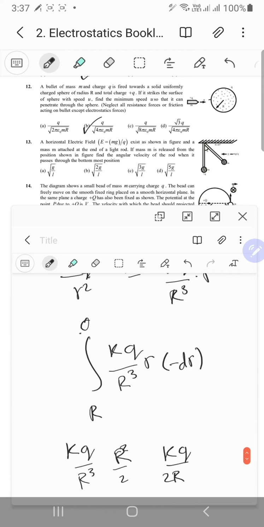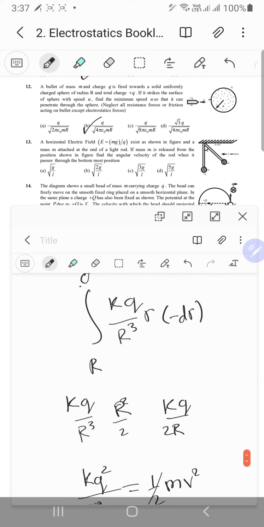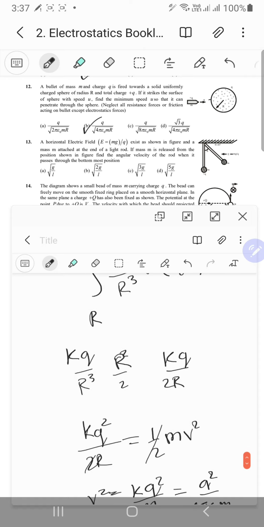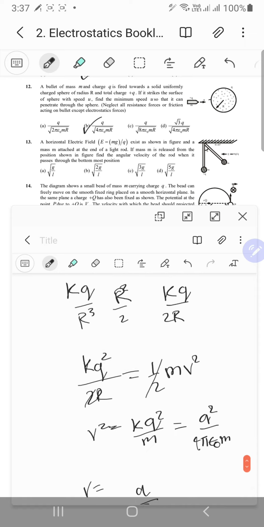Did we do something wrong at any point? Well, it was r squared by 2. Well, yeah, it looks correct. Potential difference, yeah, I guess it looks correct.